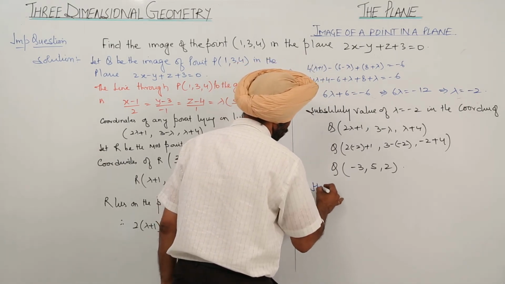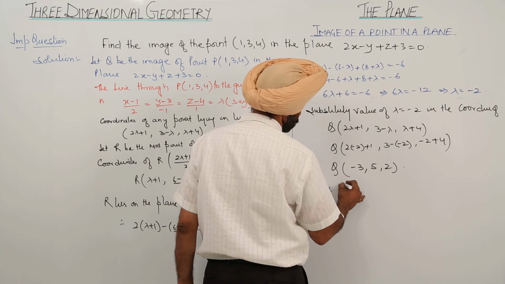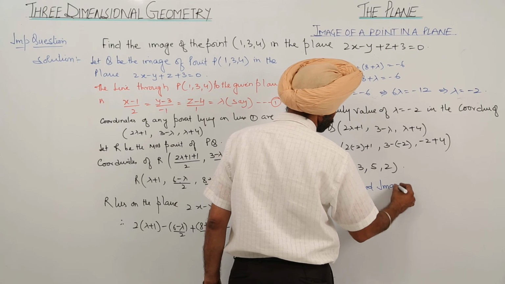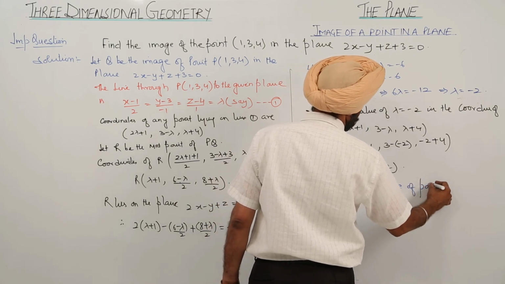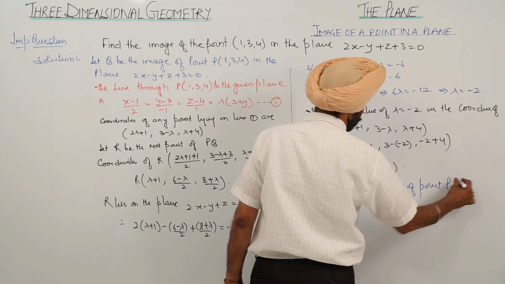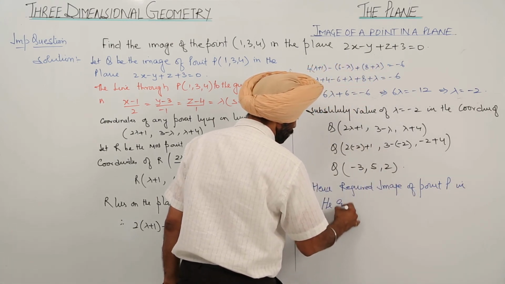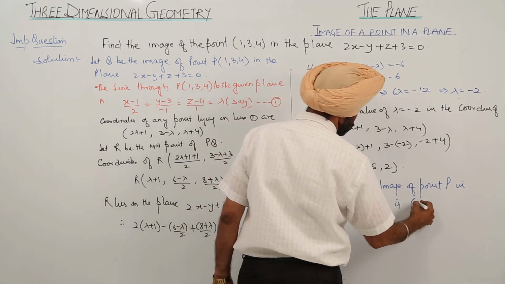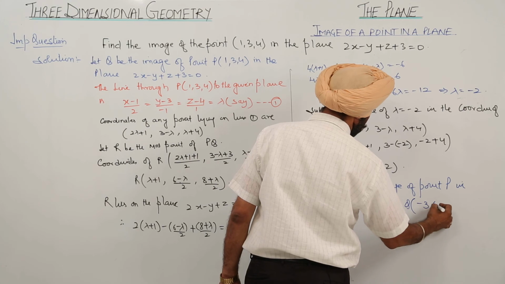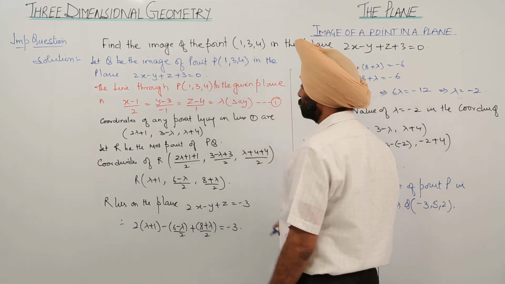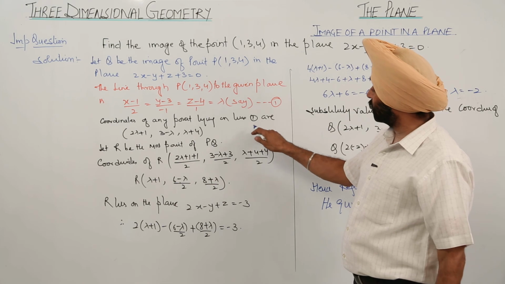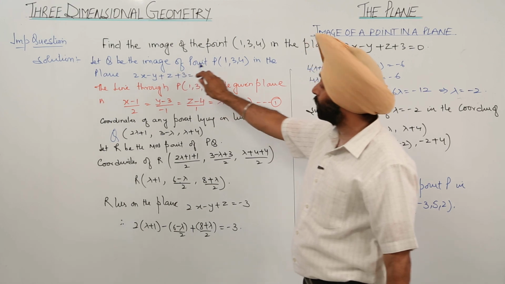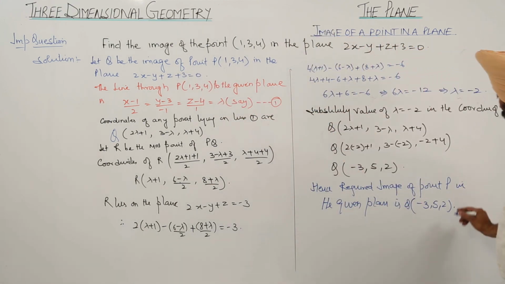Hence the required image of point P in the given plane is (minus 3, 5, 2). So we have just written here coordinates of any point lying on line 1. Here we can write Q, or it is already understood, already mentioned above also. Okay, so one and the same thing. So this is the answer.